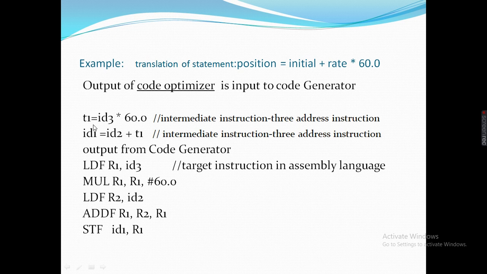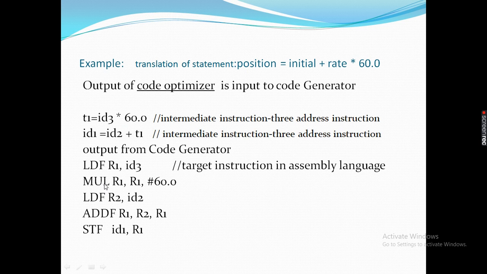Okay, so assume the values of floating point numbers are stored in these variables. To load the value of id3 into register r1, we select ldf r1, id3. Next, we have to multiply these two. The value of id3, which we have just loaded, is now present in register r1.